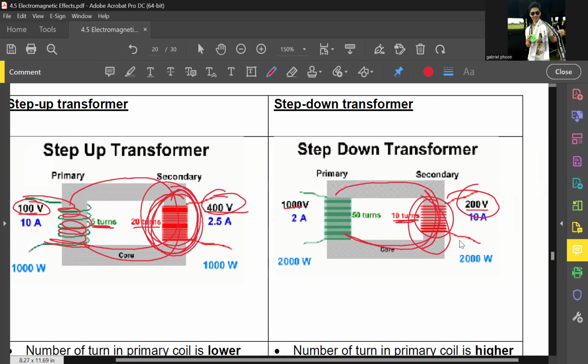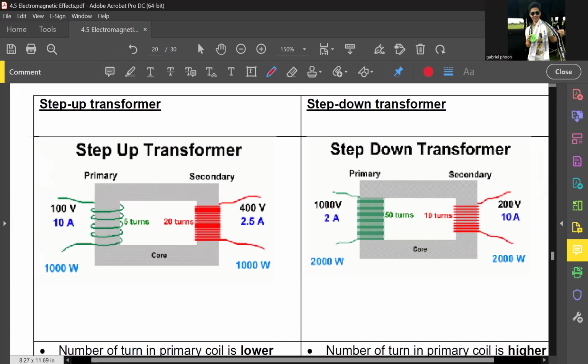Then the reason it has less is just because of how many turns it is? Yes, correct. Step up is like, I don't need enough power, so I put a lot of coils so I can quadruple my power. Yes, correct. Not power, voltage. In fact, if you look here, the power is actually the same. Which Michael asked earlier, how can you suddenly make more voltage out of thin air?